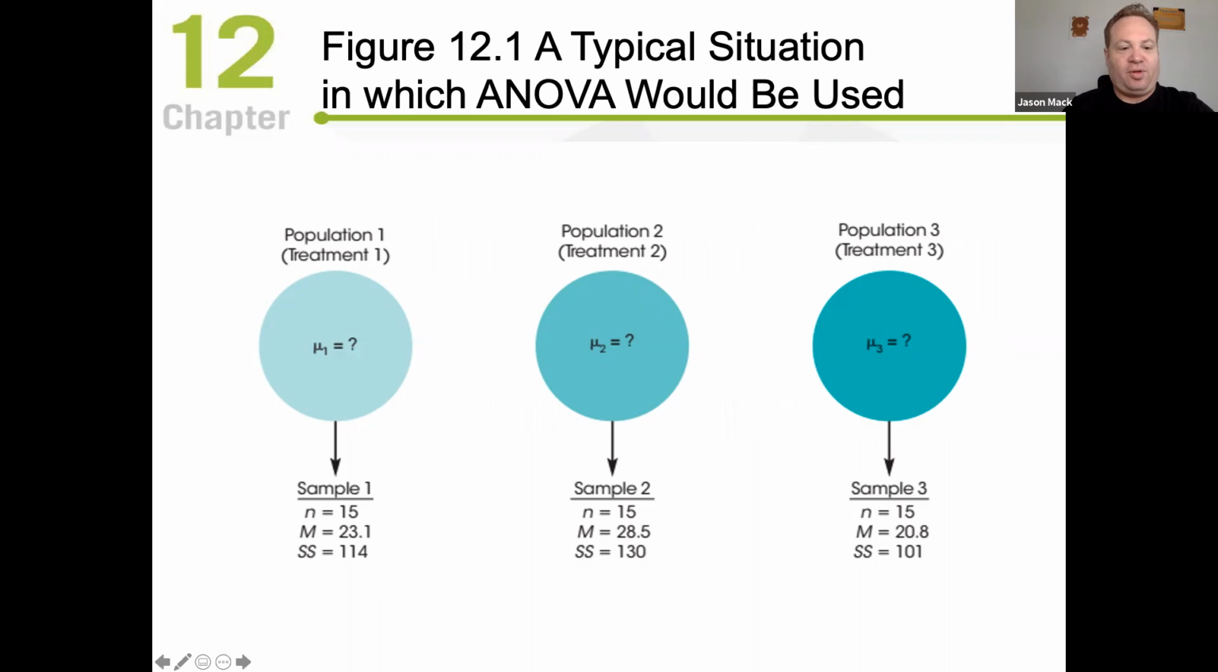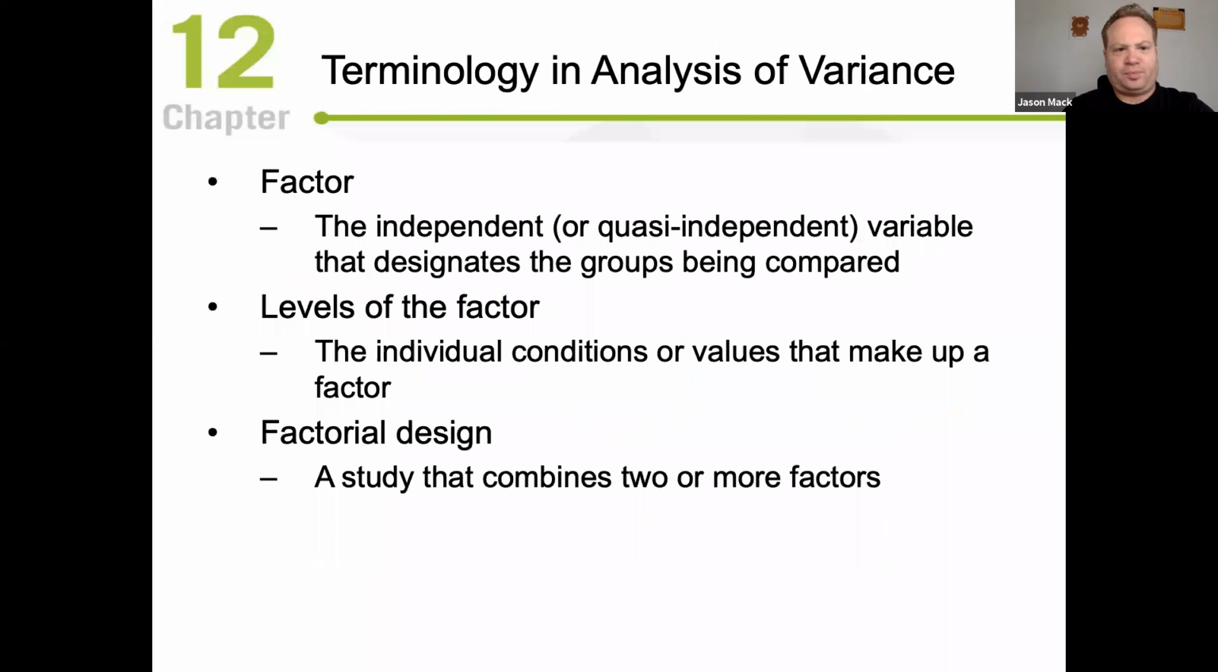Here we have our sample 1: n equals 15, M equals 23.1, and sum of squares equals 114. Sample 2: n is 15, the mean is 28.5, sum of squares is 130. And sample 3: n is equal to 15, the mean is equal to 20.8, and the sum of squares is equal to 101.